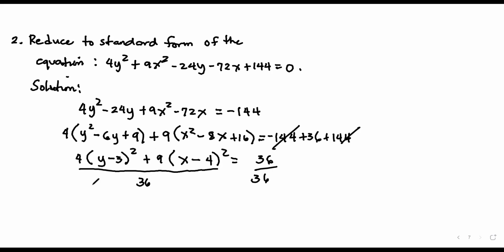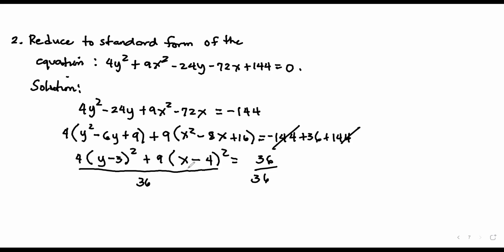Ma'am, excuse me po. Yes. Saan po nakuha yung 36 and 144 pa na inad po sa kabila? This one. 4 multiplied by 9, 36. 9 multiplied by 16, 144. Okay po, ma'am. Thank you po.